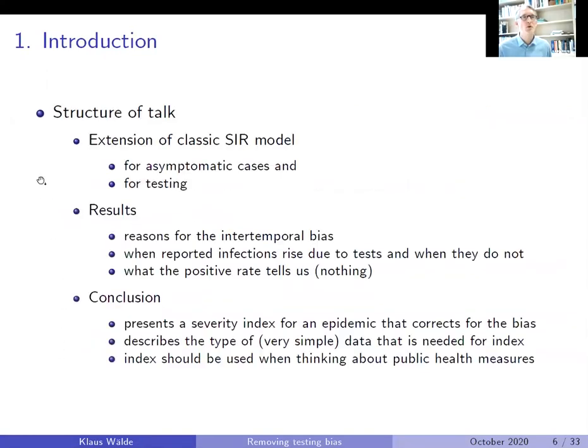So what is the structure of the talk? First, we extend the classic SEIR model. Why do we do this? Well, we need asymptomatic cases, so those who are infected but don't have any symptoms. And we need to take testing into account.